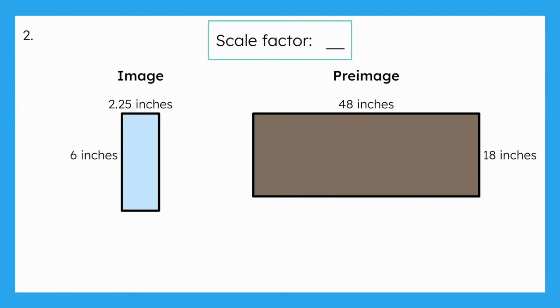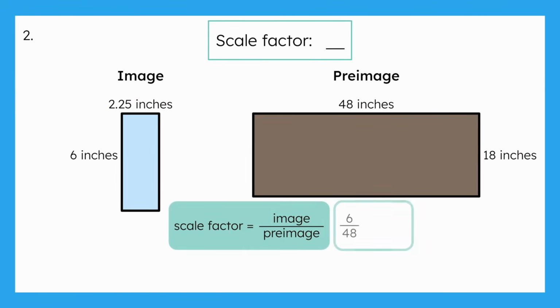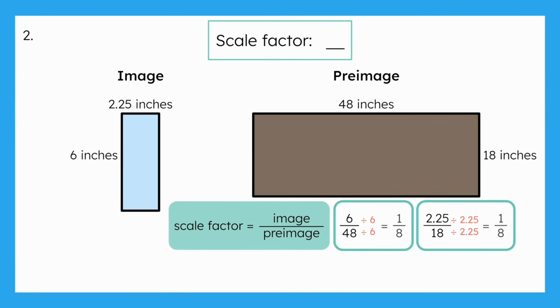When the figures are facing different directions, like they are here, it's extra important to think carefully about matching up the corresponding sides. Which side goes with 48 inches? Yeah, 6 inches, because each of those measurements is found on the long side of the rectangle. And 18 inches goes with 2.25 inches because they're both the shorter sides. Whether you used 6 over 48 or 2.25 over 18, after simplifying the fraction, you should have gotten a scale factor of 1/8.